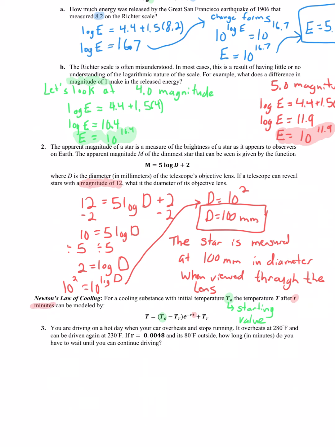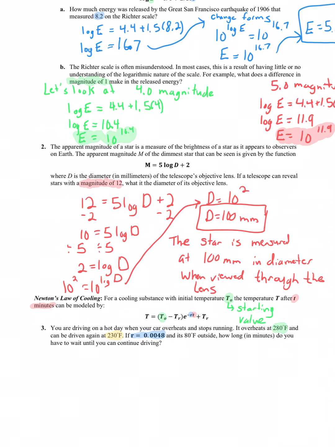This one says, if you're driving on a hot day when your car overheats and stops running, it overheats at 280 degrees Fahrenheit. So that's your starting value. My engine is 280 degrees right now. The car is overheating, and I can't drive it again until I get to a final temperature of 230 degrees. And I gave you a value here: if R is 0.0048, we're going to plug it in up here into the exponent, and it's 80 degrees outside, how long do you have to wait until you can continue driving?